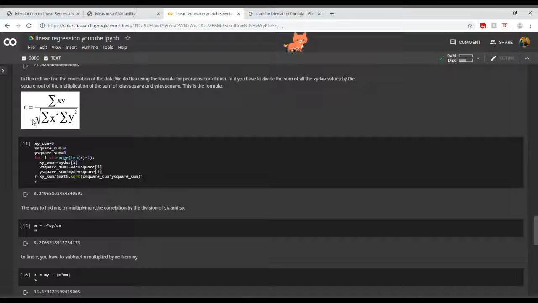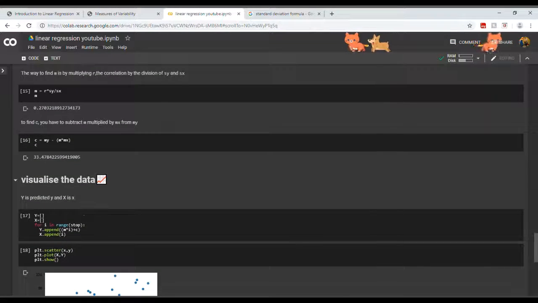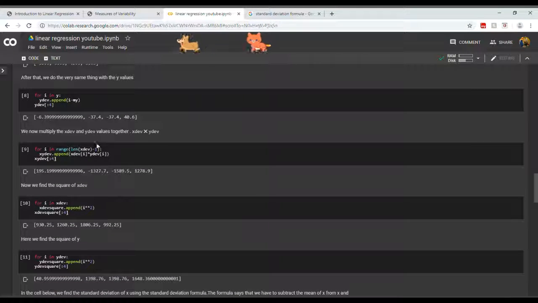And then square root the sum of the x square and the y square. You know, x deviation square and the y deviation square. Did I actually show myself doing that? Let's hope so. Ah, yeah, I did that. I didn't show it to you guys. Okay, fine. You have to calculate this as well.